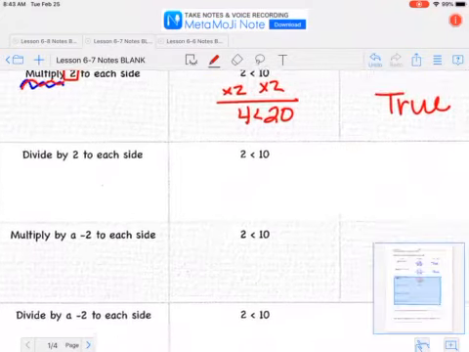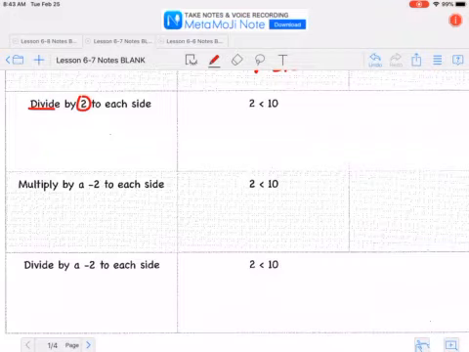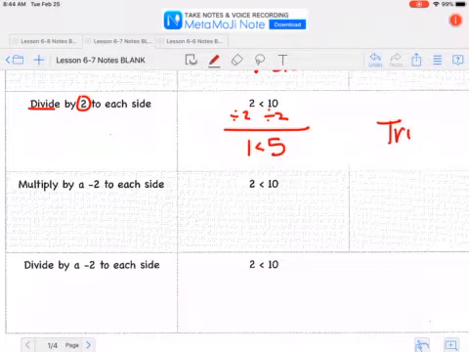Okay? The next one is dividing by a positive 2 to each side. So I'm going to divide by 2. 2 divided by 2 is 1. 10 divided by 2 is 5. Is 1 less than 5? Yes, so that is also true.